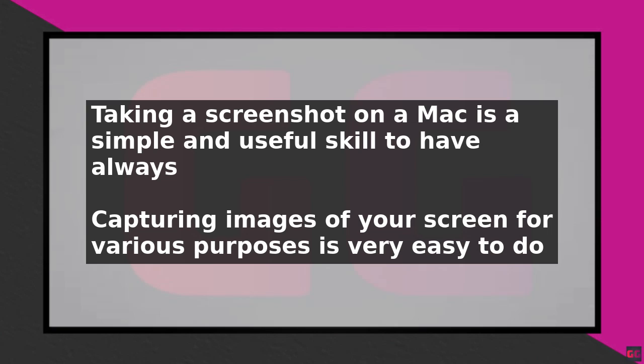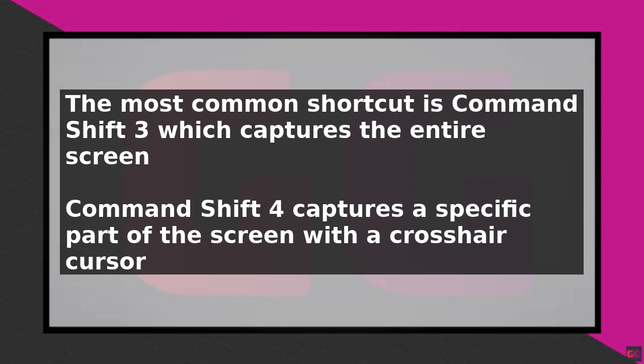First, you need to know the keyboard shortcuts for taking screenshots on a Mac. The most common shortcut is Command-Shift-3, which captures the entire screen. If you want to capture a specific part of the screen, you can use Command-Shift-4, which turns your cursor into a crosshair that you can use to select the area you want to capture.